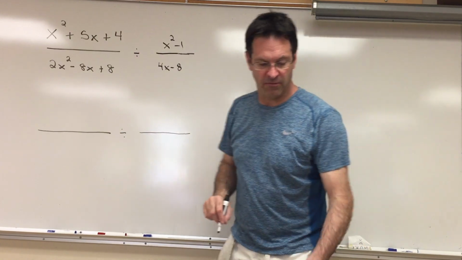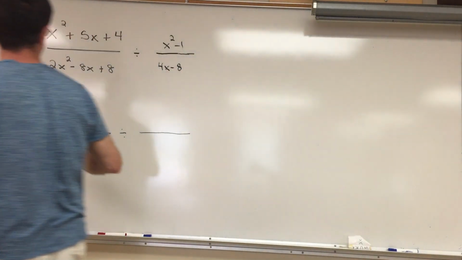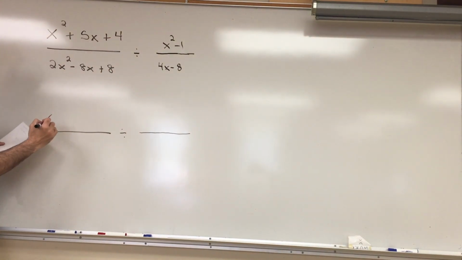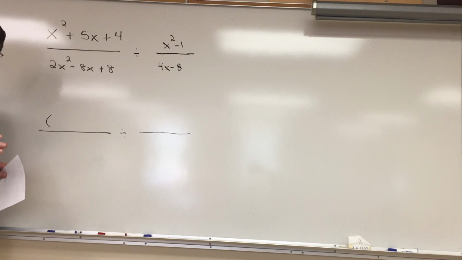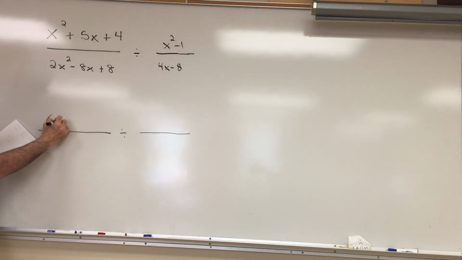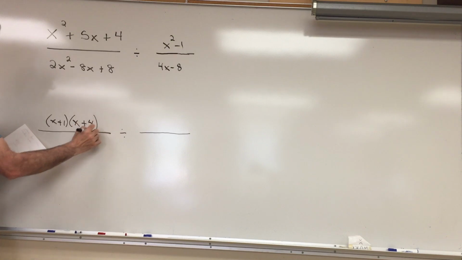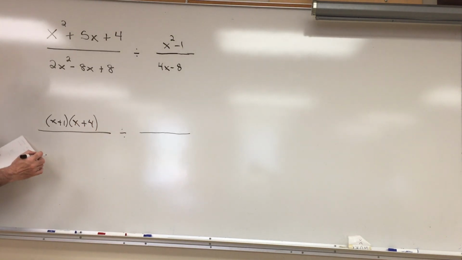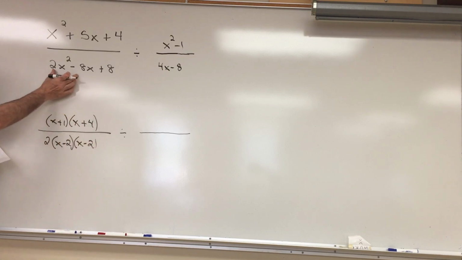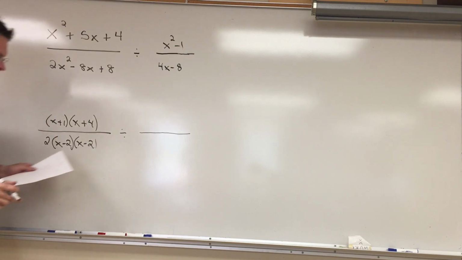Start by factoring. Factor all your numerators and all your denominators. We've got a type 1 trinomial on the top, so we'll factor it like a type 1. You can pause and do the factoring and then check your factoring as you start again. It's very important that your factoring is accurate. X plus 1 times x plus 4. And in the bottom, we'd have 2 times x minus 2 times x minus 2. Greatest common factor first, and then a type 1 trinomial.